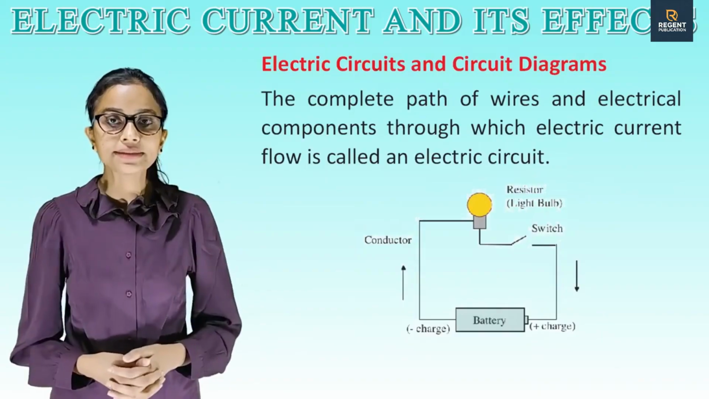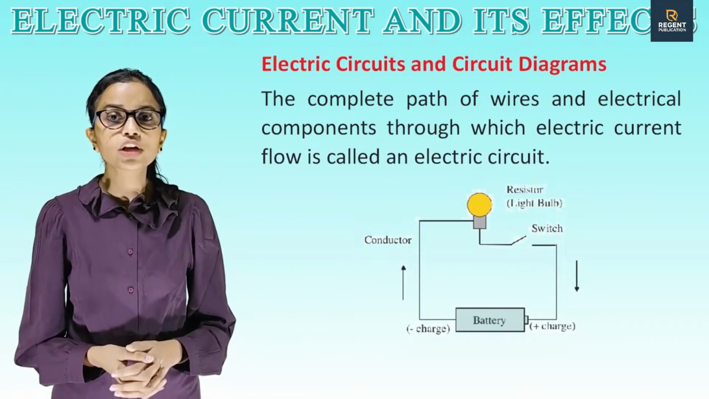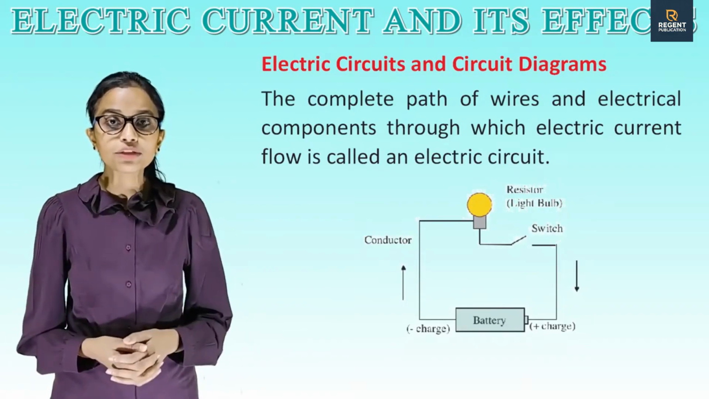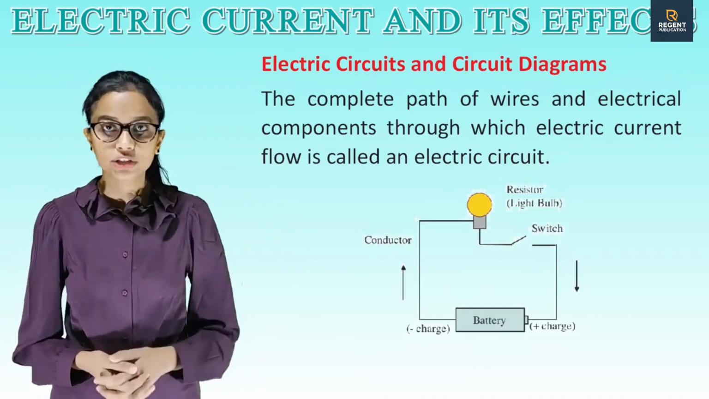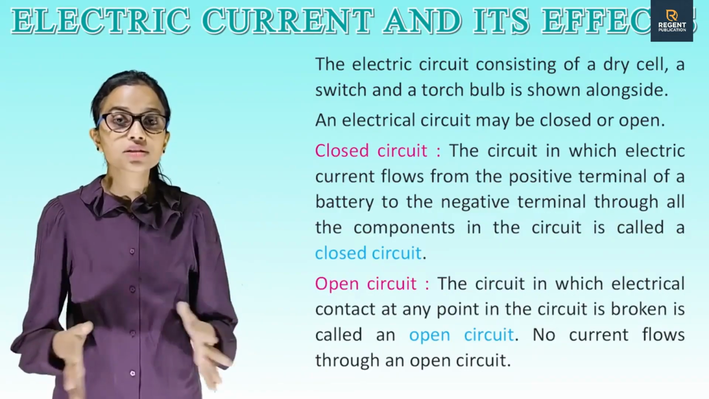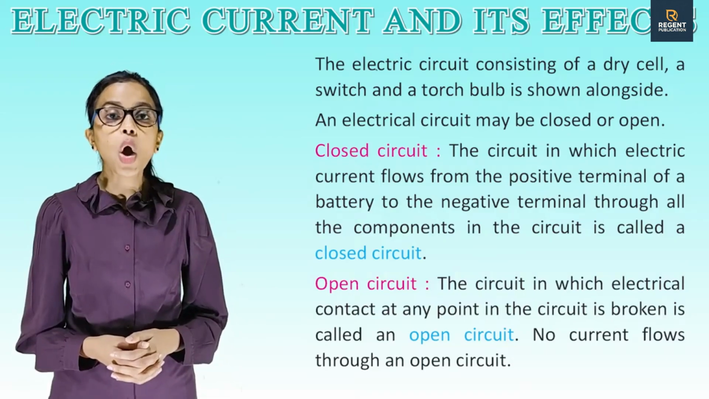Electric circuits and circuit diagrams. The complete path of wires and electrical components through which electric current flows is called an electric circuit, and this is the picture of it. The electric circuit consisting of a dry cell, a switch and a torch bulb is shown alongside.